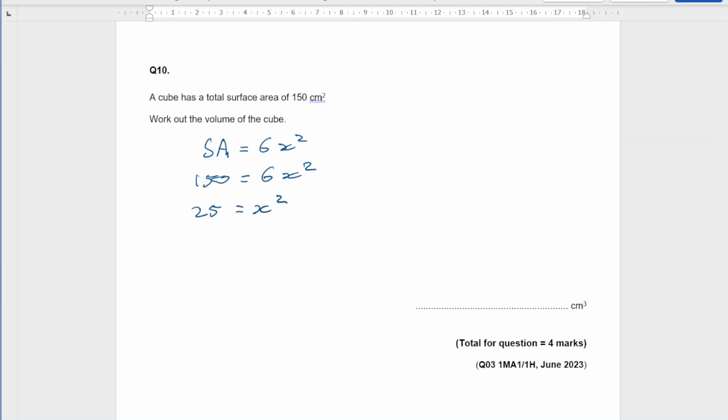And then if we take the positive square root of that, that means each side is going to be equal to 5 centimeters. So the volume is going to be equal to x cubed. So it's going to be 25 times 5, which is going to be 125. And we have got the units there, just double check.